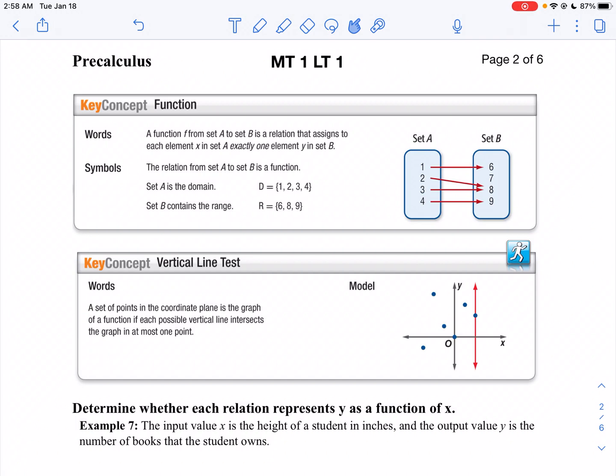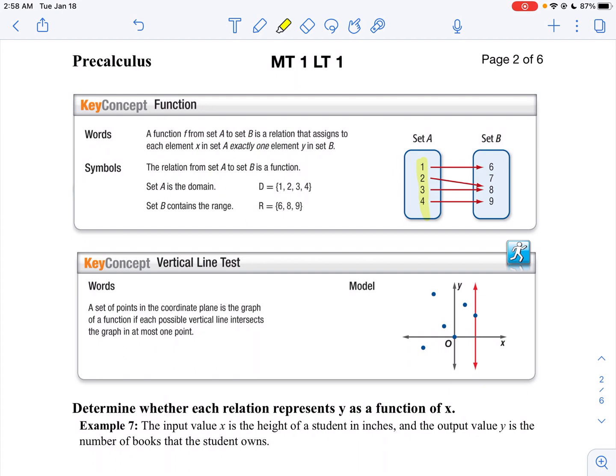A function just means it's predictable. That is, when I have a value, when I find that answer, there's only one answer. So if I look at this, 1 goes to 6, 2 goes to 8, 3 goes to 8, 4 goes to 9. So this is a function because everything in my domain is different. And each member of the domain only has one answer.